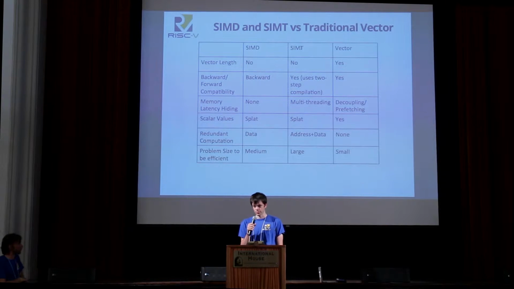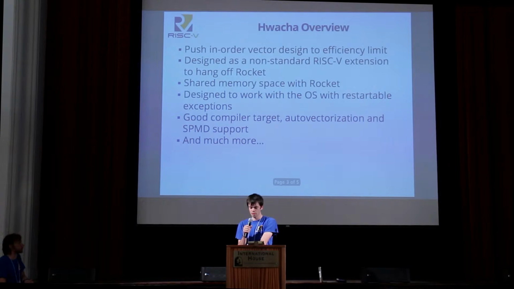We also have support for scalar values, much easier, and this allows us to avoid redundant computation and redundant storage in your register file. And all of this we can efficiently implement even on small problems. So what is Hwacha? Basically, it's a non-standard RISC-V extension that currently we've designed as a ROCC extension, and so it hangs off of the Rocket core. And basically, the goal is to push an in-order vector design to its energy efficiency limit.